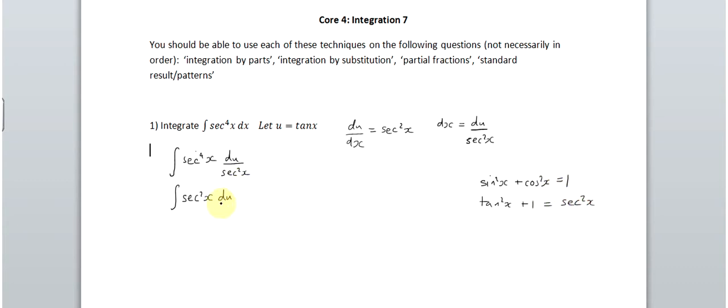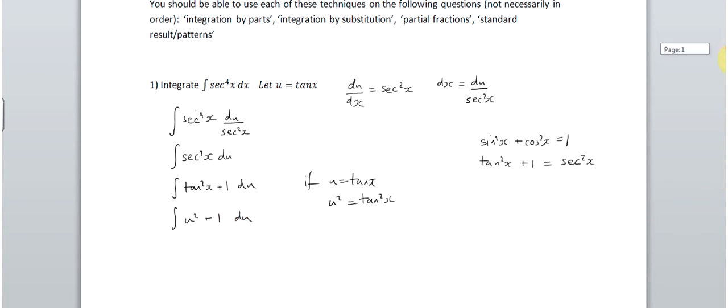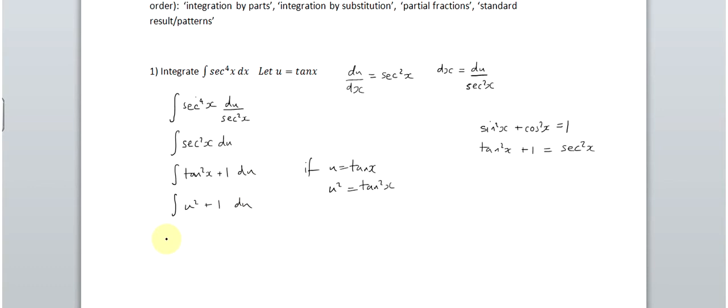So we can turn a sec squared x into a tan squared x here, which is obviously going to help us. So what we've got here is the integral of tan squared x plus 1 with respect to u. Now, if u equals tan x, then u squared is equal to tan squared x. So we've got here u squared plus 1 du, which we can now actually integrate, as you probably realise.